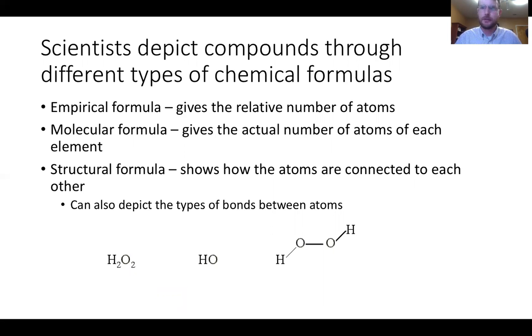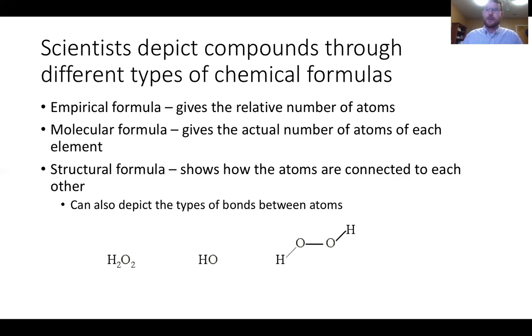Then you have the molecular formula. The molecular formula gives you the actual number of atoms. So H2O2, there's 2 hydrogens, there's 2 oxygens. That's the molecular formula. And then we could even show how they're connected to each other through what's known as a structural formula. We'll talk about the different types of bonds at the end of the class, single bonds, double bonds, triple bonds. But just know that a structural formula tells us how things are bound together.